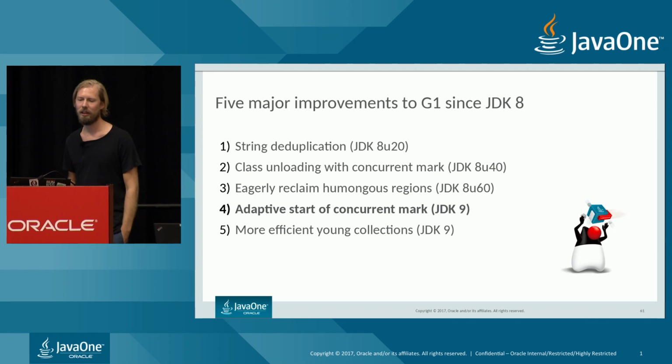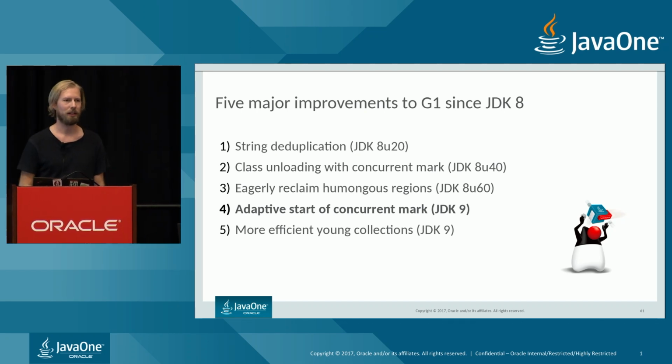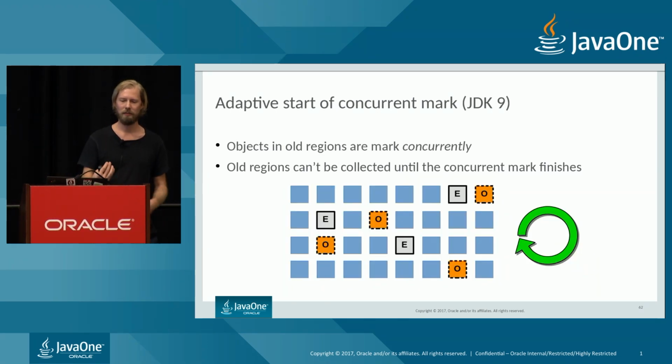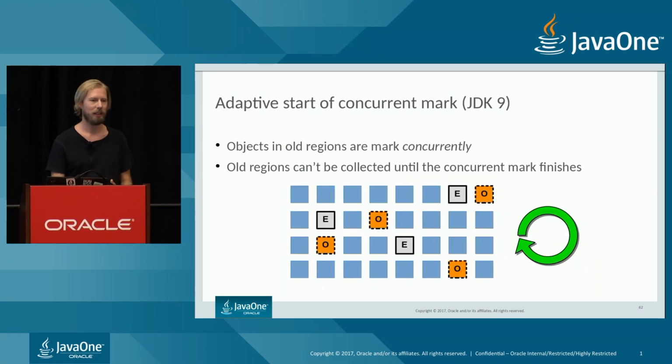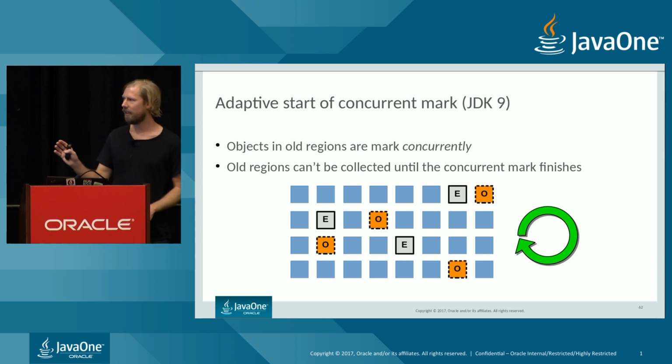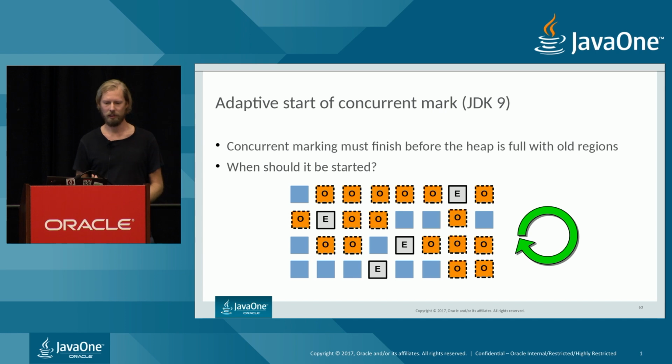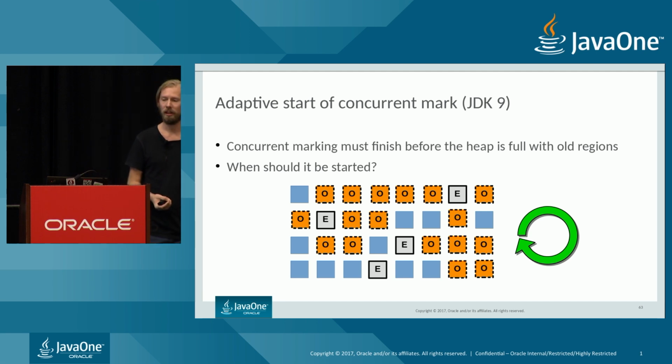So the next feature we're going to look at is the adaptive start of concurrent mark, and this shipped in JDK 9. So this concurrent mark cycle that looks through all the live objects in all the old regions, again, it can take a little bit of time until it finishes. But it's important that it does finish, because if it doesn't finish, then G1 doesn't have the liveness information needed to collect the objects in the old regions. So concurrent marking must finish before the heap is full with the old regions. And the problem is then, of course, when should it be started?